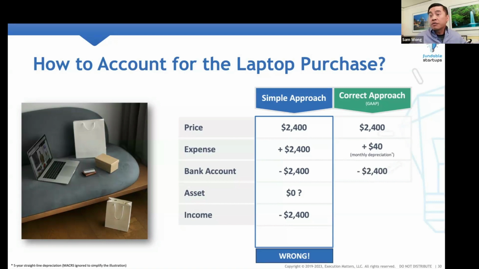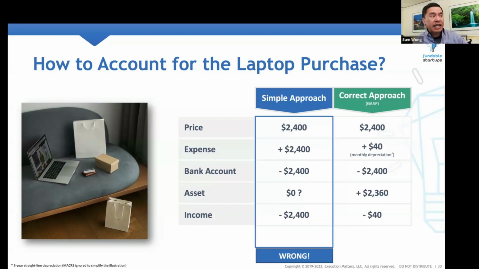Your bank account, of course, went down 2,400 bucks because you had to pay for the laptop. You have an asset on your books that starts off at a $2,400 value, but since you've already had 1 month of depreciation, your books show you have a company asset worth $2,360. Your income for that month that you bought the laptop goes down by $40. It does not go down by $2,400. So you see a significant difference here, over $2,300 difference in the income already.